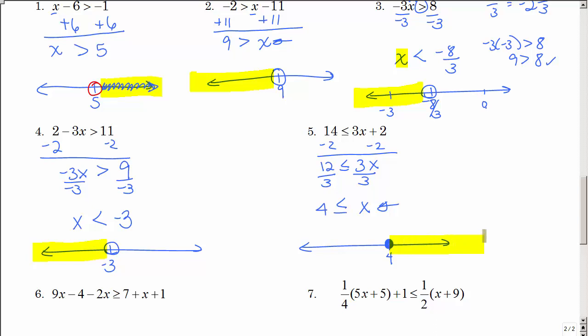x is greater than 4. And again, if you're not real sure, pick some numbers, 5, 6, and come back here and plug it in and see if you get a true statement. So if I plugged in 5, you can see that that would be true. But if you shaded over here, like for 3 or 2 or 1 or 0, and plugged it in, you would get a false statement. So just another good way to kind of check.